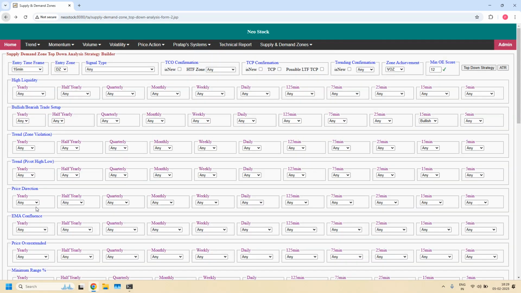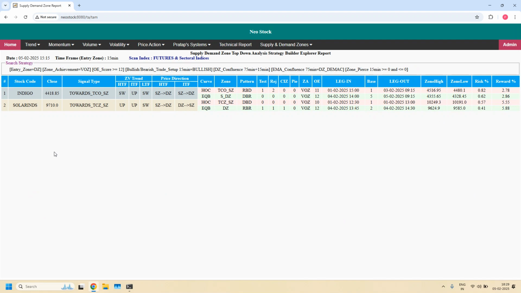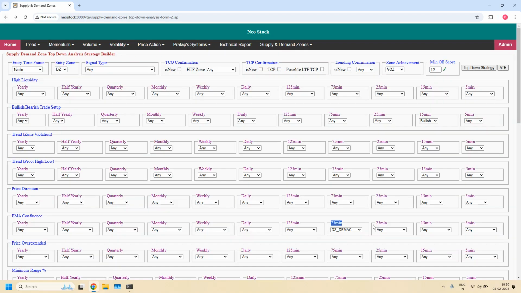Let us verify. In the EMA confluence at 75 minutes time frame, I am setting the filter 75 minutes demand zone having daily EMA confluence. With this filter we got two stocks. So these two 15 minutes demand zones are even more high probability setup supported demand zones. This is based on LTF and ITF. Next, let us look for LTF, ITF, HTF zone confluence supported stocks.